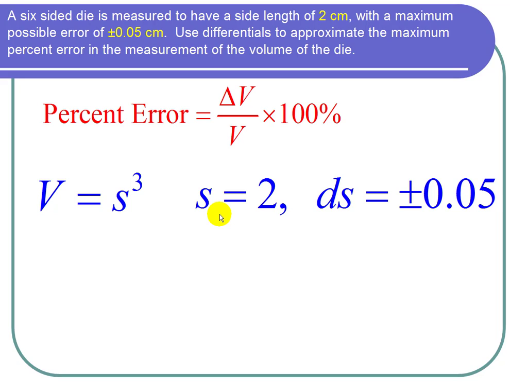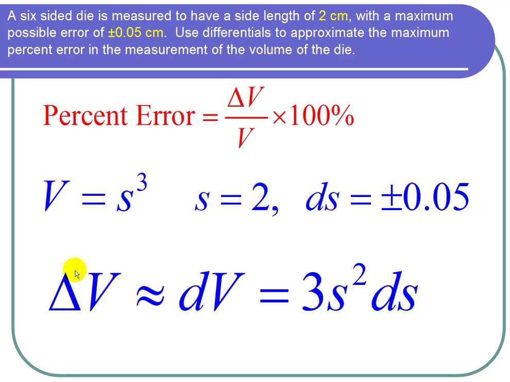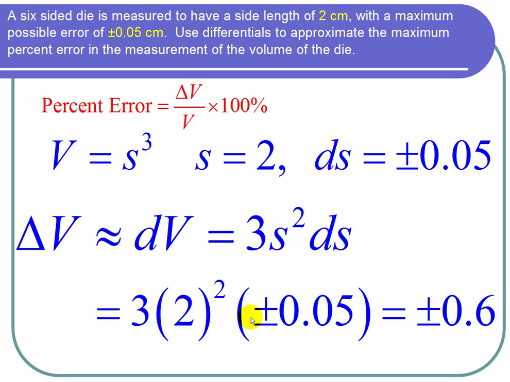We want delta V, and delta V is approximately equal to dV. So we can take a differential and say that delta V, which is approximately dV, is equal to the derivative, which is 3s squared, times ds. So now let's plug in. S is 2, ds is plus or minus 0.05, and we get 3 times 2 squared times plus or minus 0.05. I did the arithmetic, and I got plus or minus 0.6.